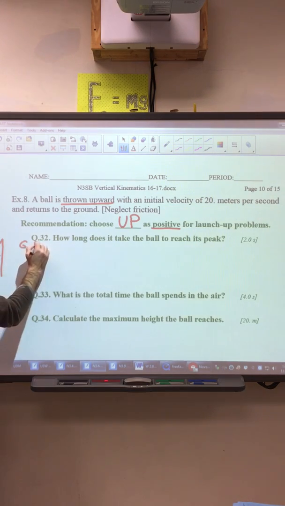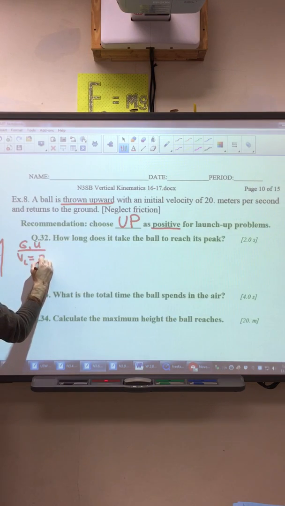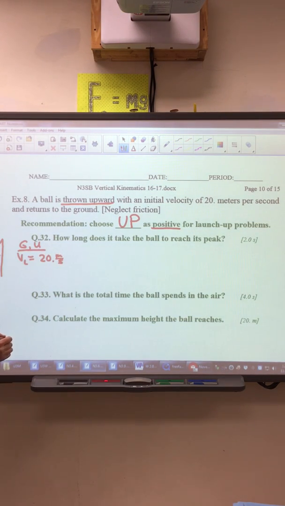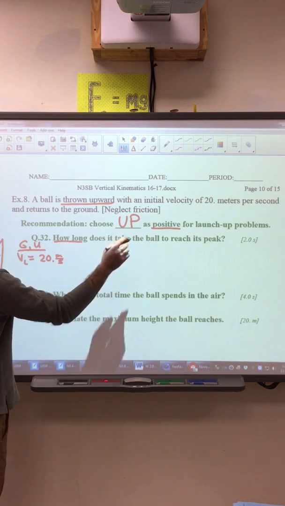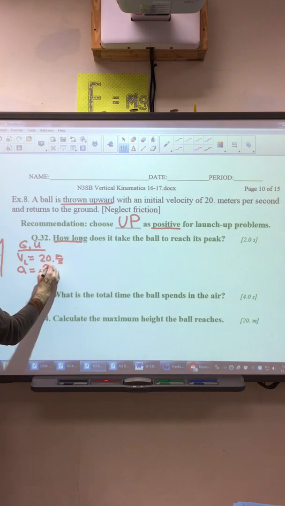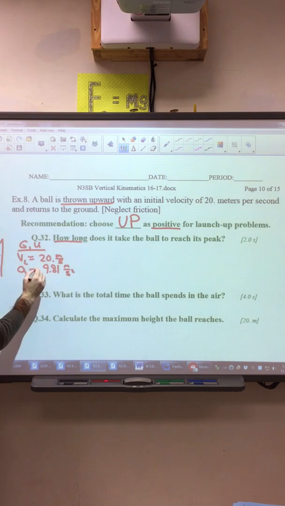So let's put our givens with units over here. So VI, this is being thrown up. So then up is positive. The throw is up. The throw is positive. VI is 20 meters per second. Good. And it returns to the ground. Oh, we got lots of things to talk about. How long does it take the ball to reach its peak? Well, let's check this out. This is a projectile, so we know the acceleration is 9.81, but we have to be careful here. The acceleration is down. We called up positive, and now we're going to use a negative in here.